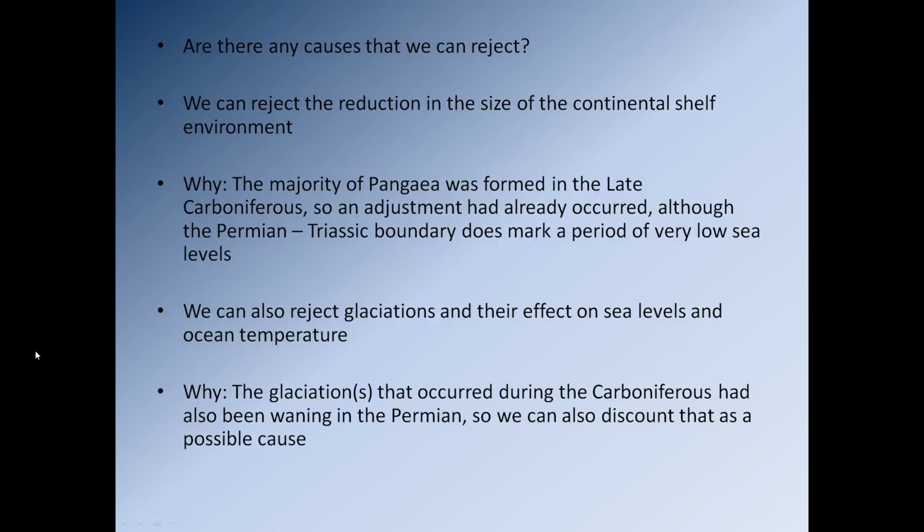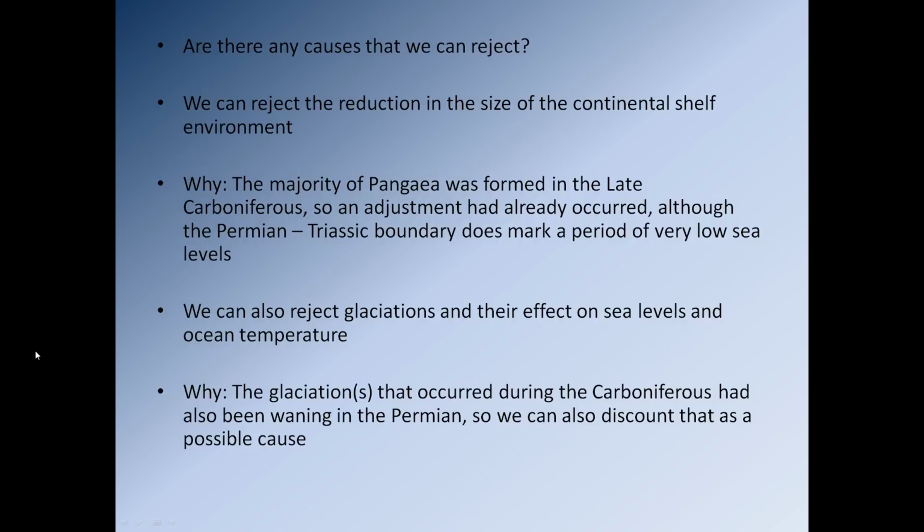Okay, so are there any causes that we can reject for the Permo-Trias mass extinction? Well, we can reject a reduction in the size of the continental shelf environment. So as I was saying, as we were going through the Carboniferous and the Permian, we've been steadily seeing a reduction in the amount of nice passive continental shelf environments as the continents are colliding into each other. Now this would have put a stress on marine life.